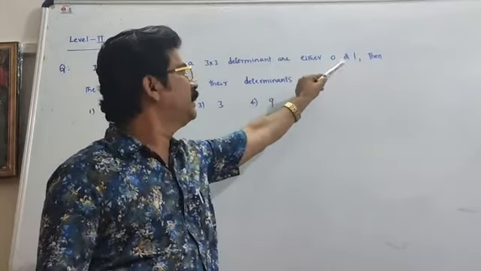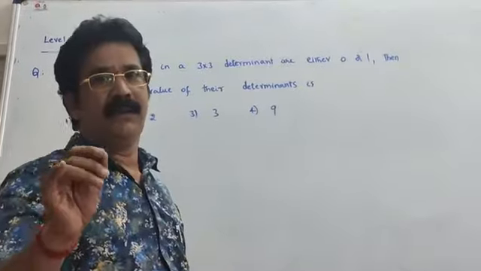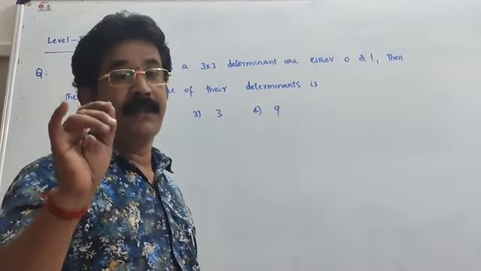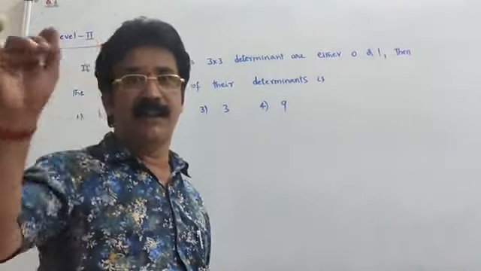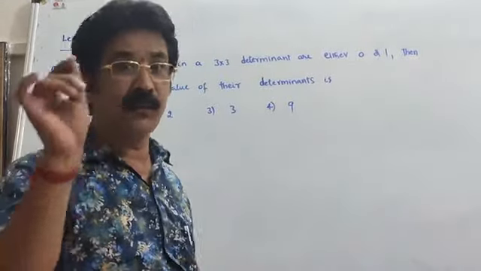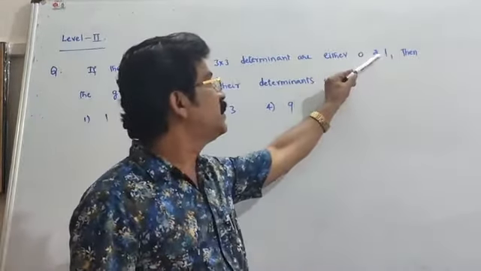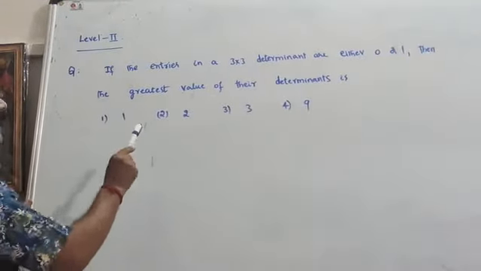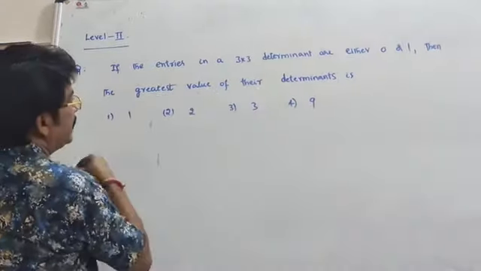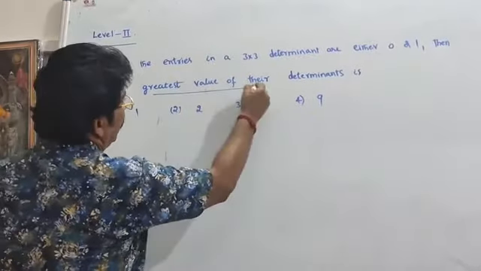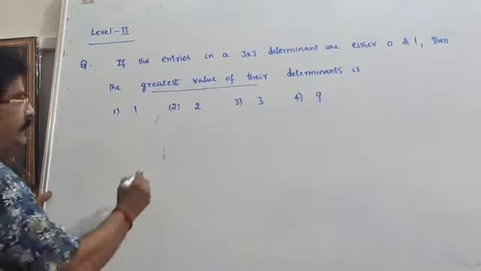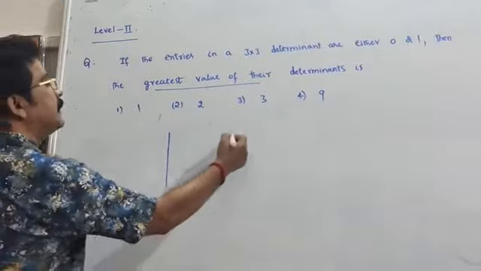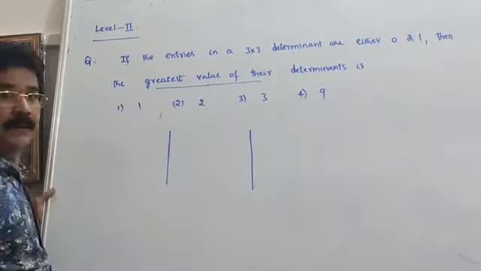Either 0, 1 means what? Let us establish the 3 by 3 determinant, which contains 9 elements with only 2 digits, 0 and 1, so that this determinant value is the greatest. One minute, let us take one determinant.